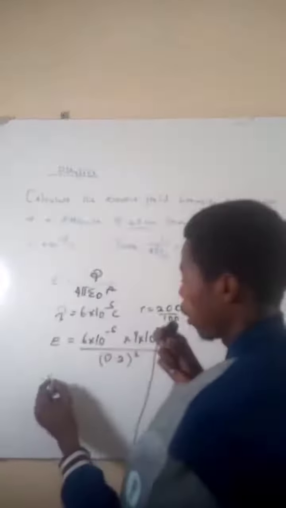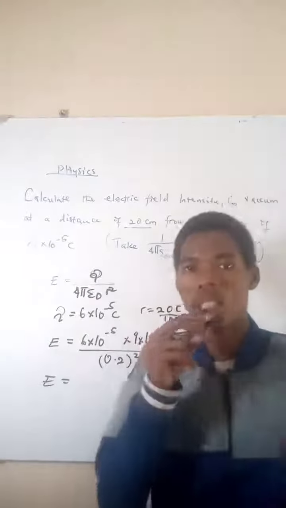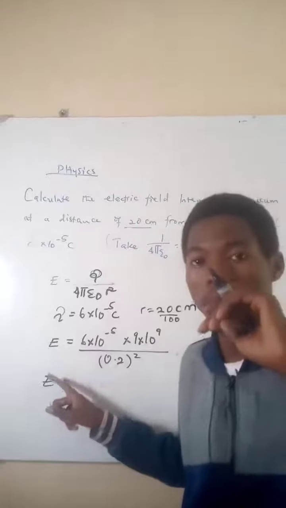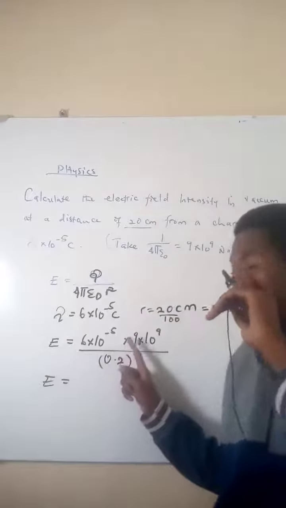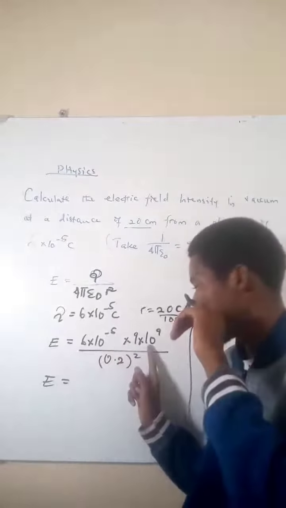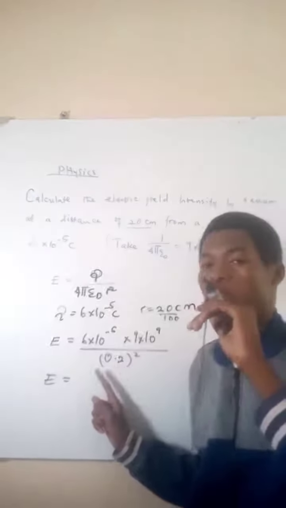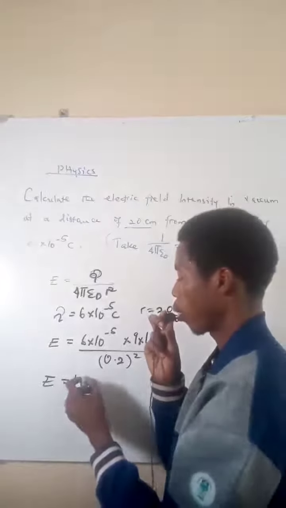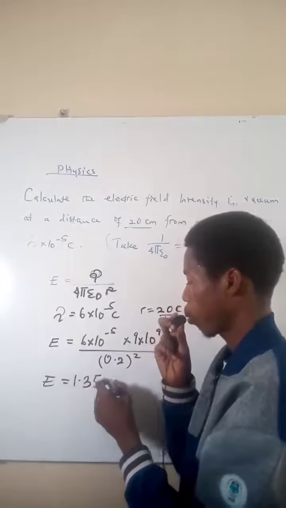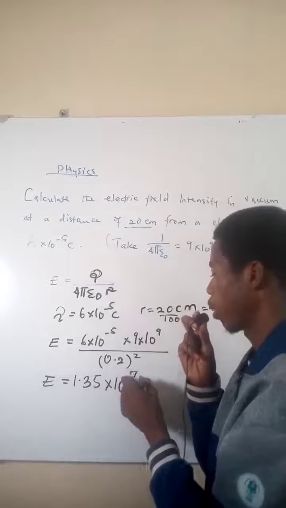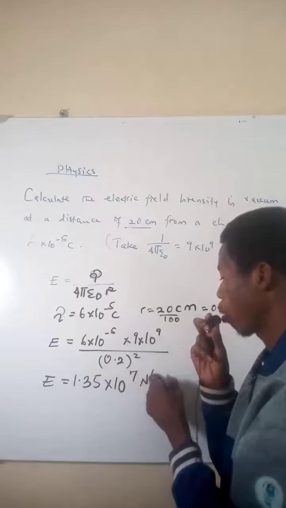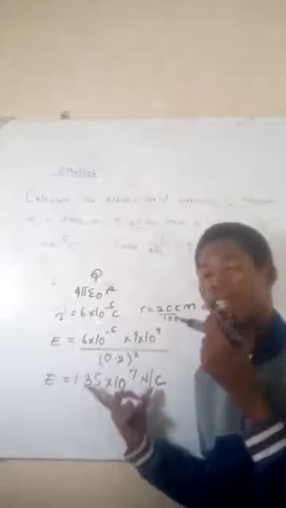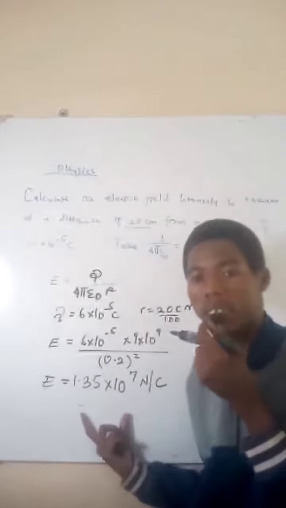So if you take your calculator, ka ɗau calculator ka buga 6 exponential negative 5 times 9 exponential 9 divided by 0.2 square zai baka 1.35 exponential 7 Newton per coulomb. So wannan shine final answer na electric field intensity.